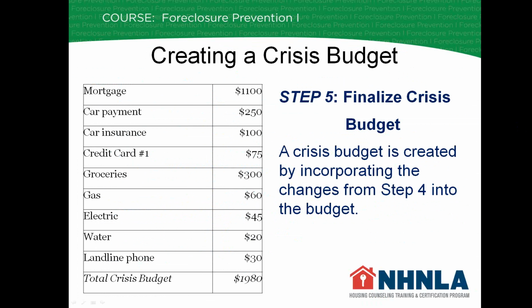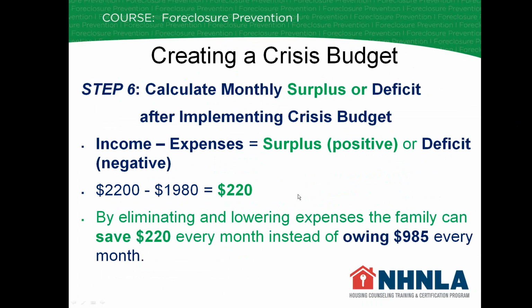So then we finalize our crisis budget. The budget is created by incorporating the changes from step 4 into our regular budget. So then we see now what we're left with. Now our total budget is $1,980. We recalculate our surplus or our deficit, and in this case, the $2,200 minus $1,980 gives us $220 left over at the end of the month, instead of owing $985. And so you're helping your homeowner see that they can still maintain while they're going through this crisis. They just have to make some adjustments.